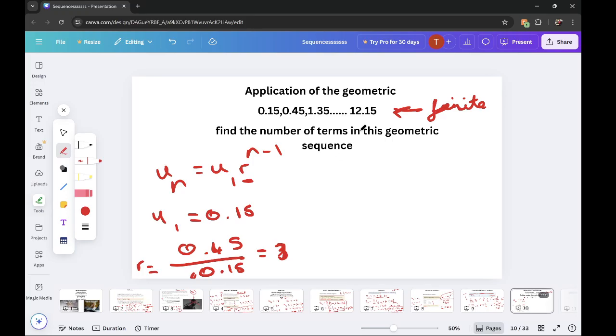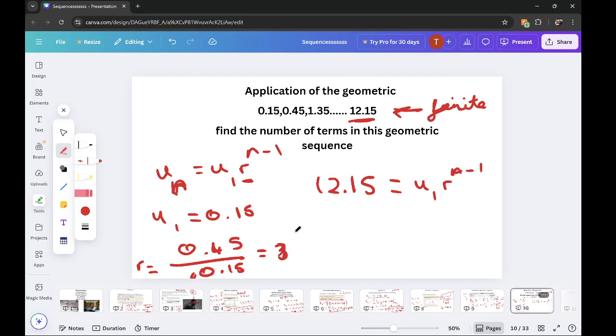So u of n being your last term in this case now. Now you put n as your last term. You don't need to specify what value it is. You don't need to specify anything yet. You just need to know that u_n, the number represented by n, the nth term, is 12.15. That is what it is. And that is equal to u1 times r to the power of n minus 1.